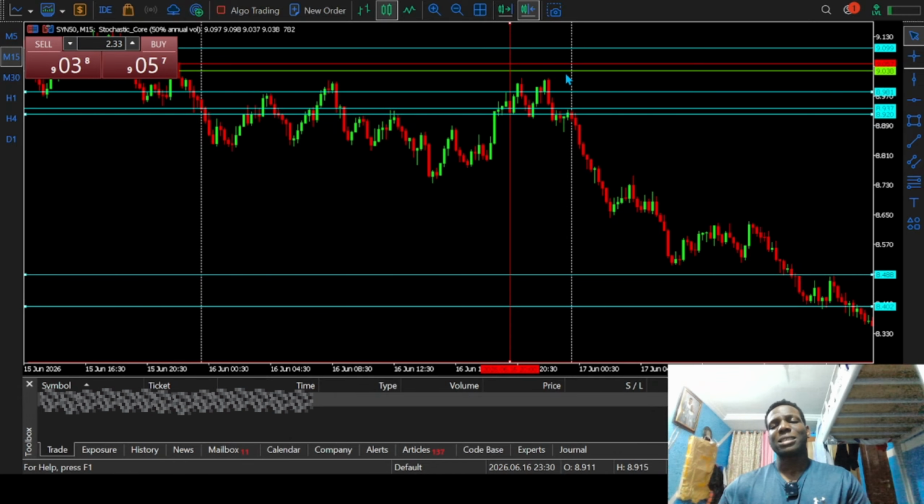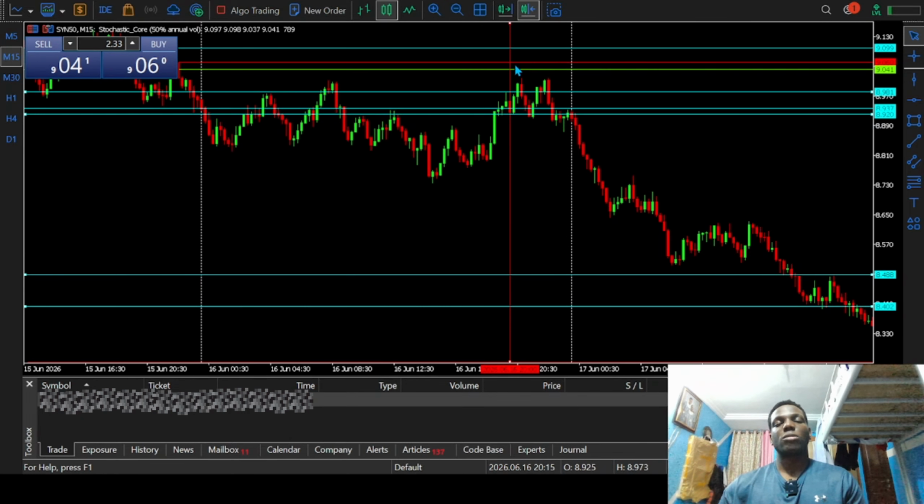I think the green line is the ask price, so the red line would be the bid price. Okay, so that's that for that.